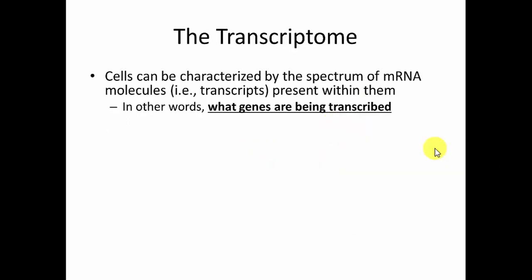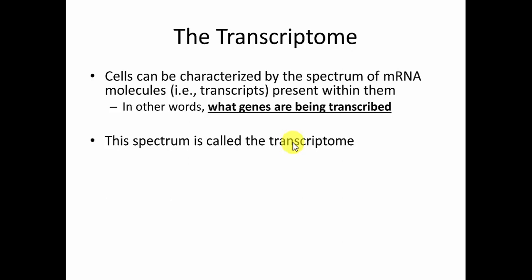Last thing, we'll wrap up 2.1 here. All cells in our body, as humans or any other species, all cells have the same DNA. But each cell can be characterized by the types of RNA molecules, i.e. transcripts, that they are making. In other words, what genes are being transcribed and ultimately what genes are being translated. This is referred to as the transcriptome. So the transcriptome of a cell is what RNA molecules specifically are being transcribed. And then that sort of implies what proteins are being synthesized.